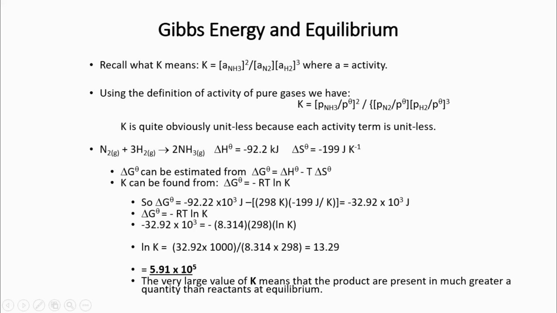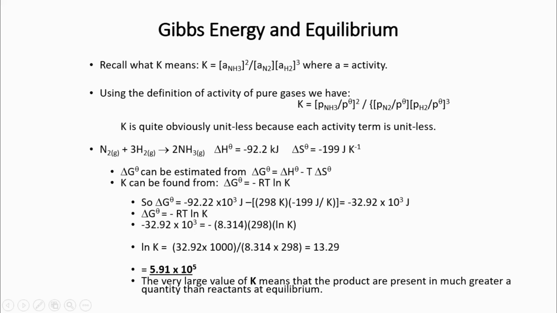Now let's say for the combination of nitrogen gas with hydrogen gas to give ammonia gas, we have the enthalpy value, and we also have the entropy value, where the standard enthalpy change for the reaction is minus 92.2 kilojoules, whereas the standard entropy change is minus 199 joules per Kelvin.